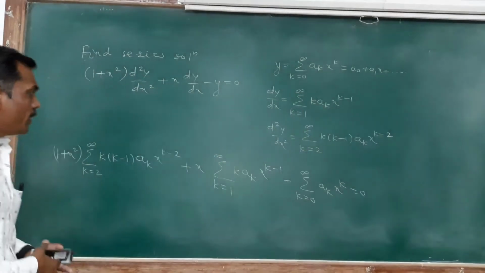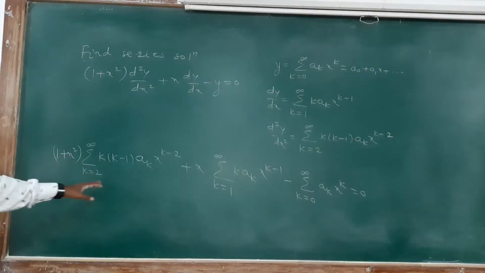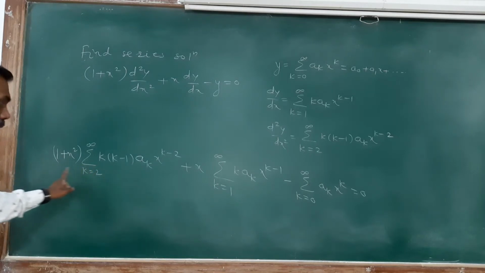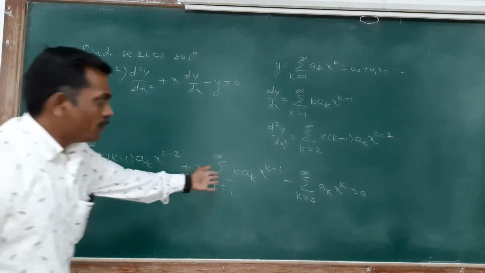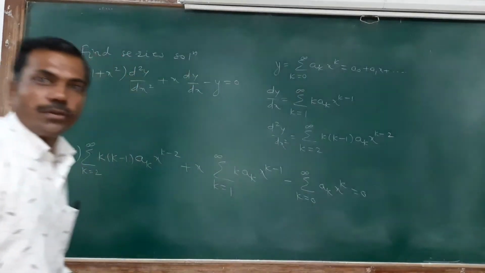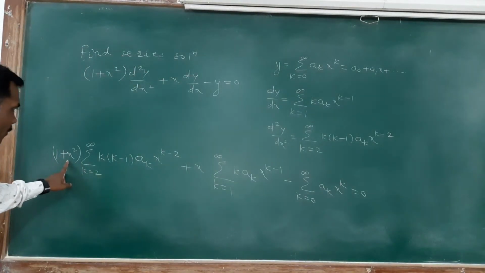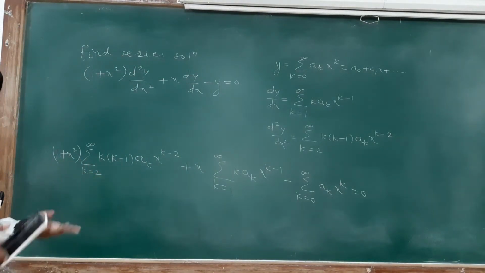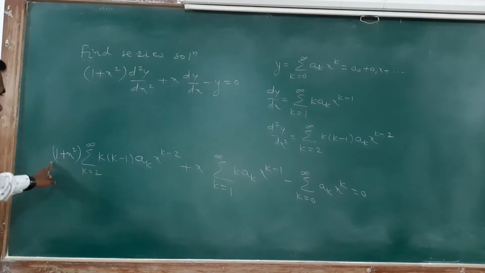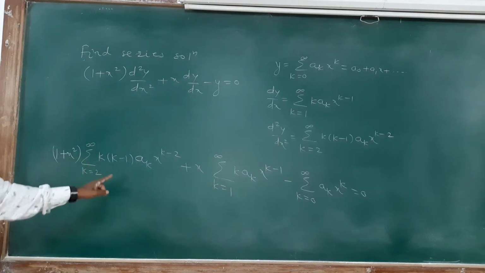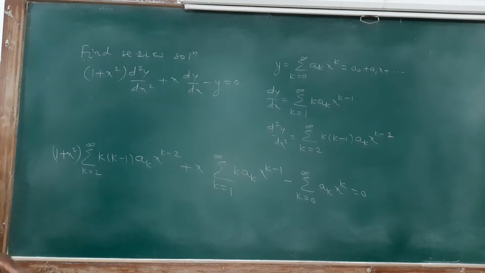Now we have to simplify this equation. To simplify this equation, we multiply (1 + x²) and x into all terms inside the summation. Here (1 + x²) is there, so we divide it into two parts. First one is multiply by 1 and then multiply by x². Understood? Let's do the calculation.